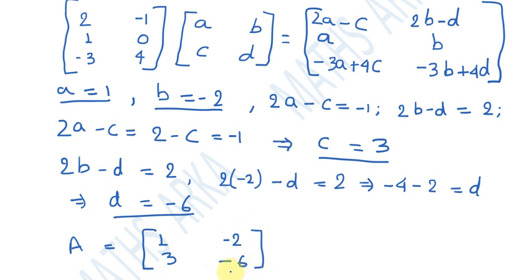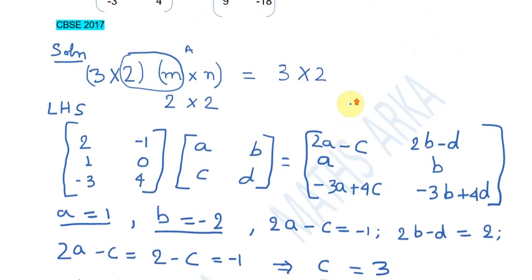Okay, let's just see. You can just verify this equation, minus 3a plus 4c, if we put the values, then that should be equal to whatever was given over here. Let's just check for that. Minus 3a, that means minus 3, a is equal to 1, plus 4c, what is c? C is equal to 3. 4 times 3 is 12, 12 minus 3, that is 9. So the third row, first column element should be 9, and that is what we get over here.